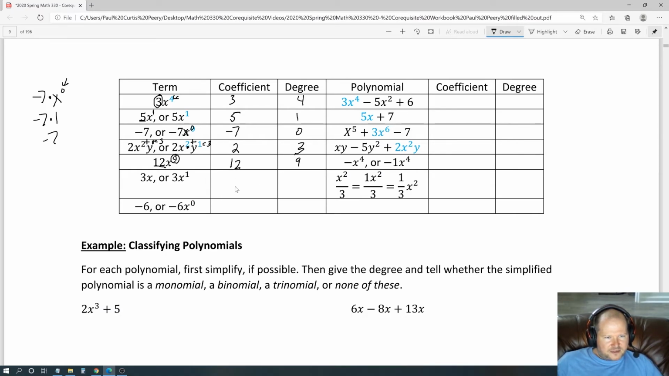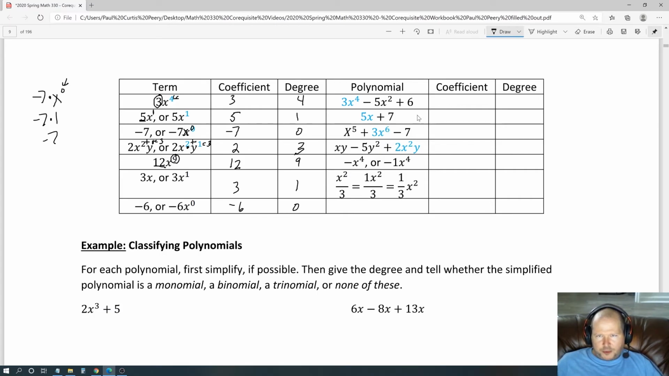We have 3x to the first power, so the coefficient is a 3. The x has a 1 degree. We have negative 6, so the coefficient is a negative 6. We keep the negative, and the degree is a 0. Again, if you just see a constant, the degree is automatically 0. We already explained why.